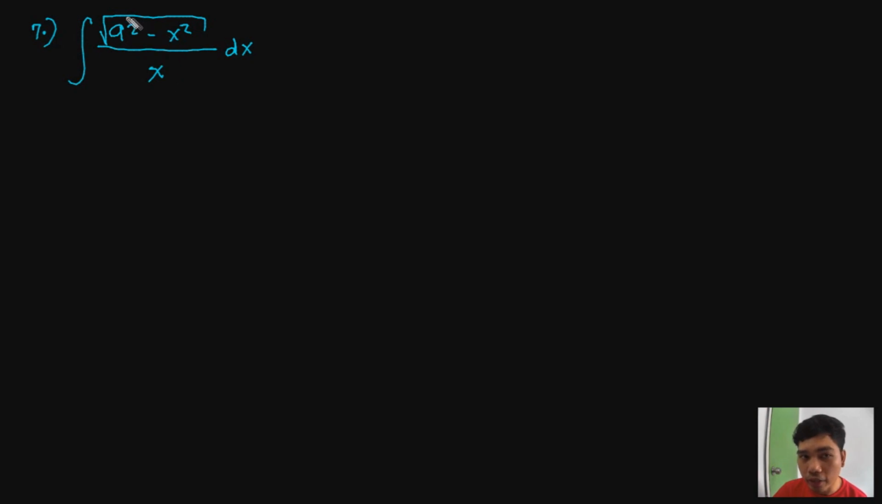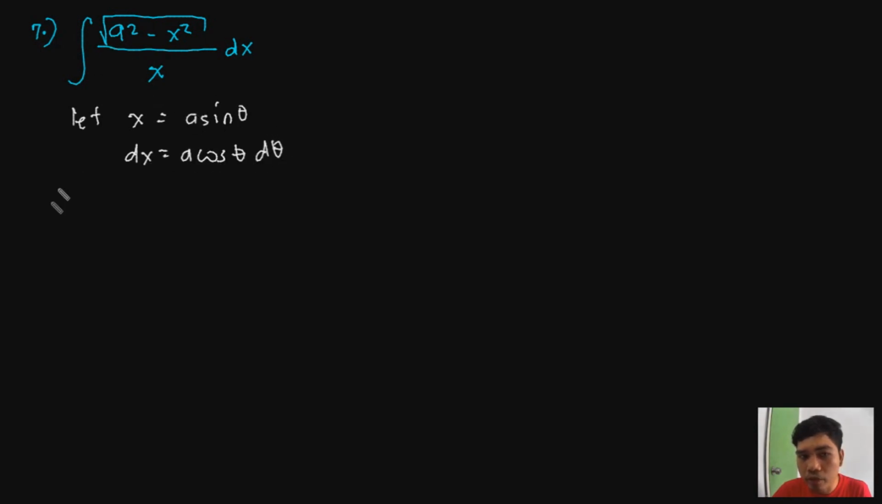So, gawin natin, since mukha na tong pwedeng gawa ng trigonometric substitution, edi diretso na tayo. A squared minus x squared, diba? Ano ba ito? Diba this is sine, kasi we have a squared minus x squared. So, let x is equal to a sine theta. Okay? Therefore, dx would be equal to a cosine theta d theta.